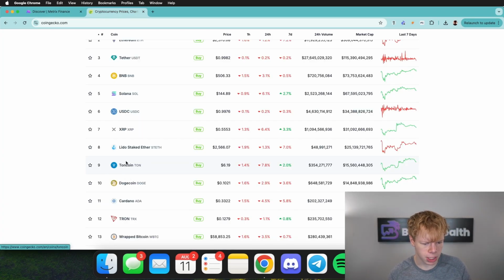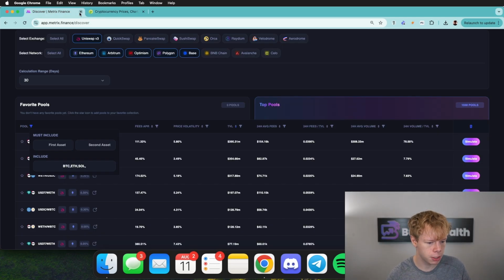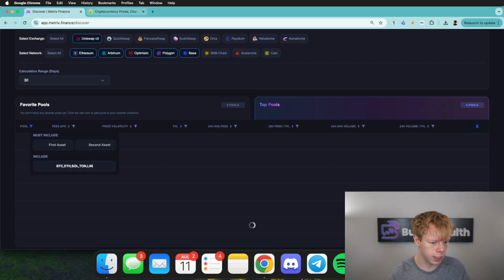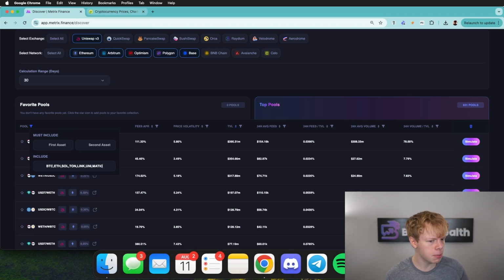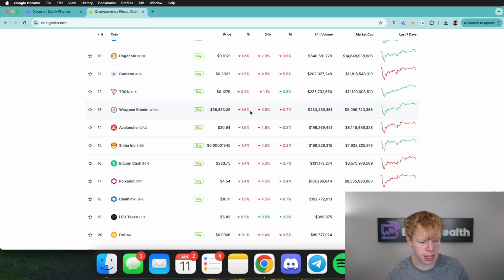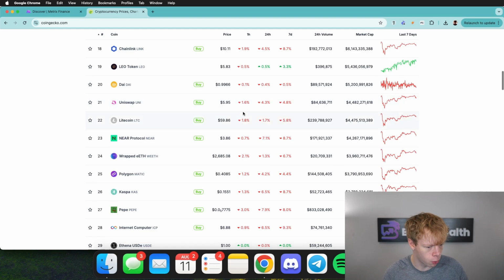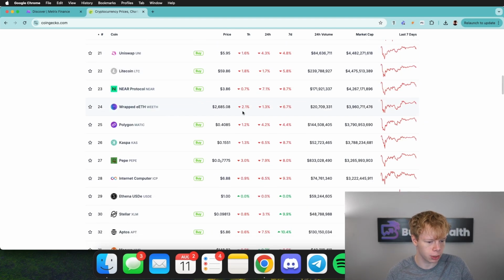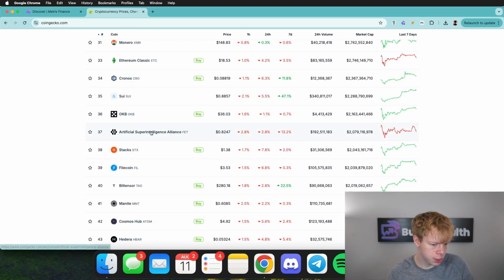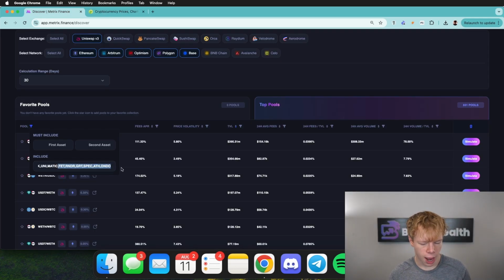I did also skip over Toncoin. We could add that one in as well if we want to. So let's add that. Ton, Link, Uni, Matic. I'm just identifying different cryptocurrency assets that I'm personally already hodling in my wallet and I wouldn't mind taking on exposure to in a liquidity pool. There's also FET, which is the new Artificial Superintelligence Alliance token. And I just typed in a bunch of other assets right over here.